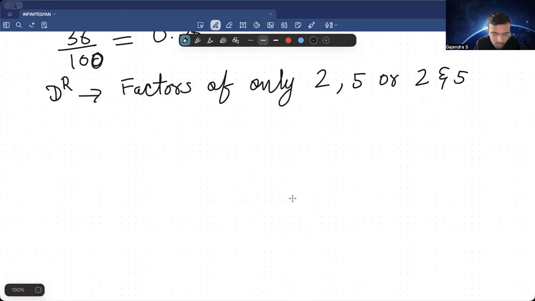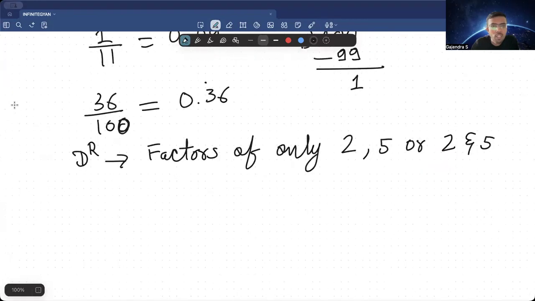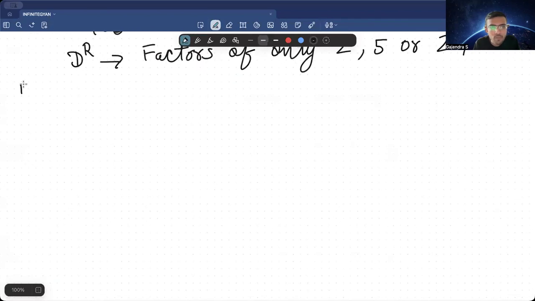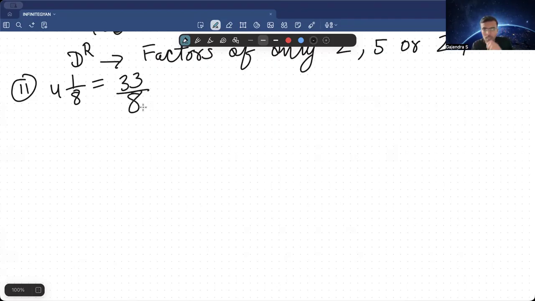Okay, let me give you another example. So if I have a question like this, which question number was it? 11. Let us name it 11. Question number 11 says 4 is to 1 by 8, which is how much? 32 plus 33 by 8. Correct. So that's the p by q form. And now you have to tell me whether this decimal expansion is terminating or non-terminating without dividing.